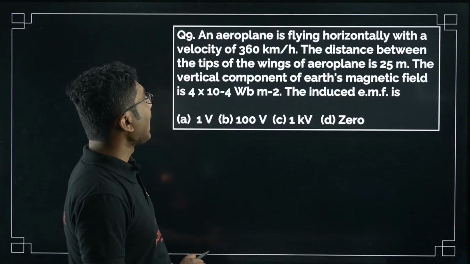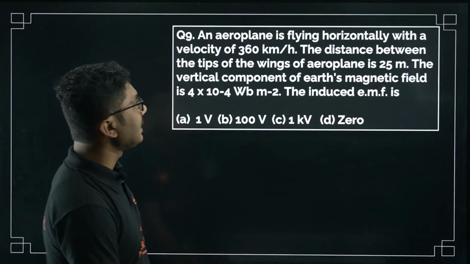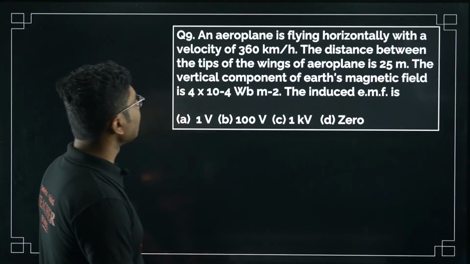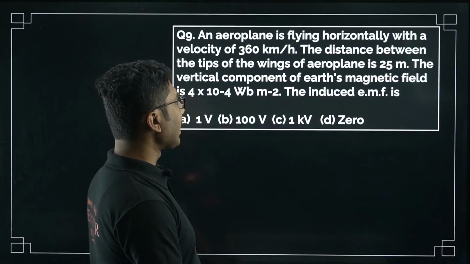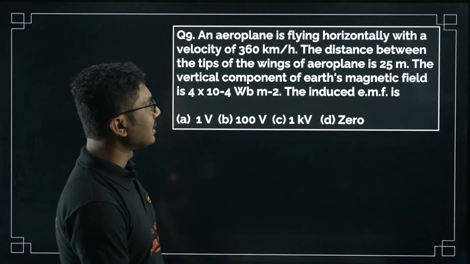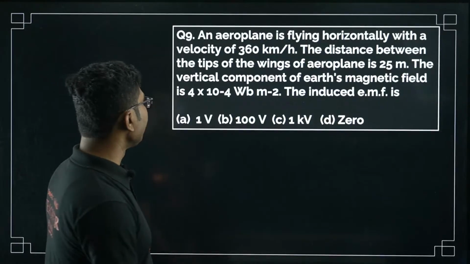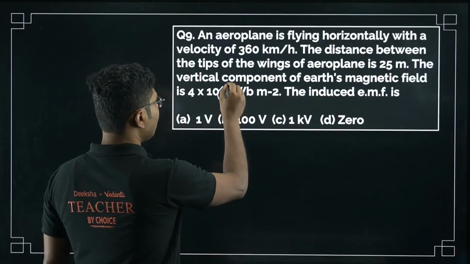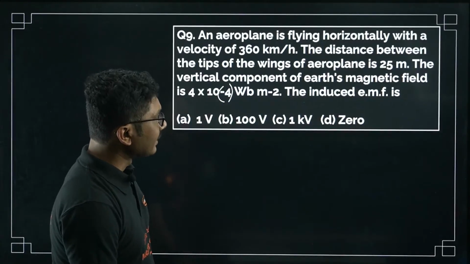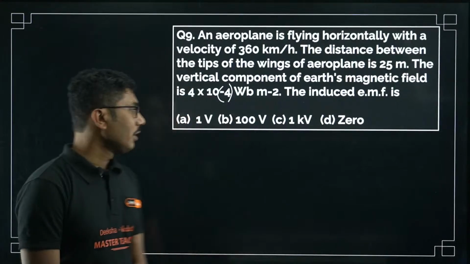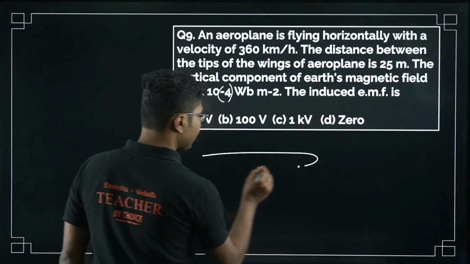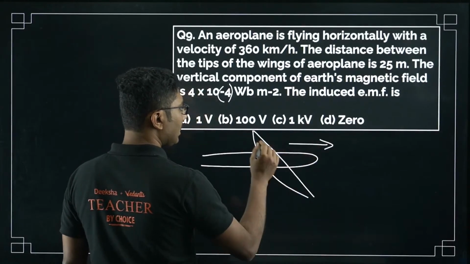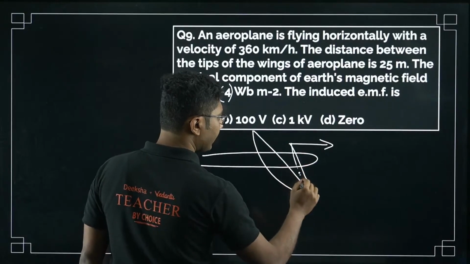Now next question. An aeroplane is flying horizontally with a velocity of 360 km/h. The distance between the tips of the wings of the aeroplane is 25 meters. The vertical component of Earth's magnetic field is 4 into 10 to the power of -4 Weber per meter square. The induced EMF is? So an aeroplane, we have solved a similar question in the past. So the aeroplane is moving in this direction, so the vertical component is given.